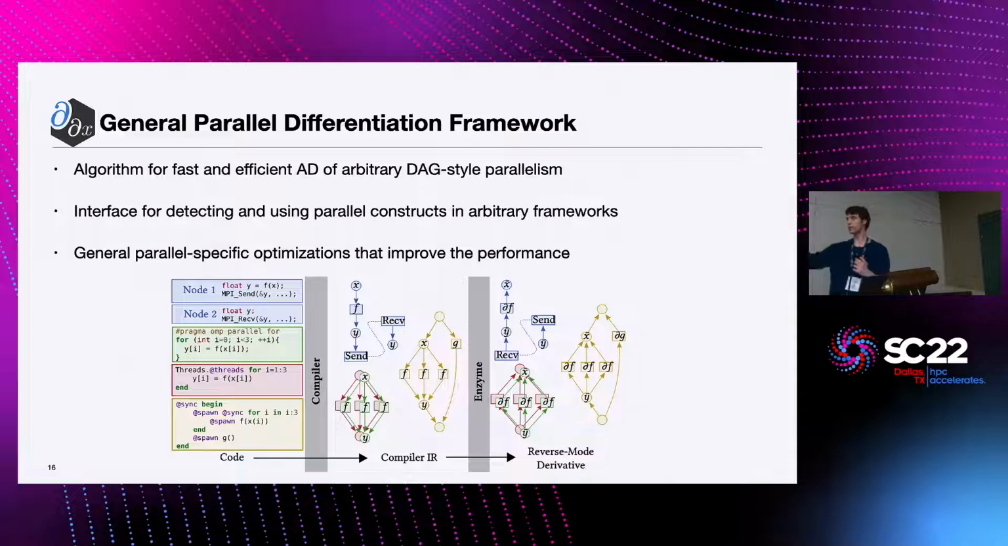Now, to be able to handle this arbitrary form of parallelism, we needed to come up with a way to efficiently differentiate arbitrary forms of parallelism. In particular, we came up with an algorithm that allows you to efficiently differentiate any DAG-style parallel framework, with a corresponding proof of why this should work in practice. We have an interface for detecting and identifying the different types of parallelism that you might have in your particular parallel framework, and some novel parallel-specific optimizations that, when applied to these generic forms of parallelism, can collectively improve the performance.